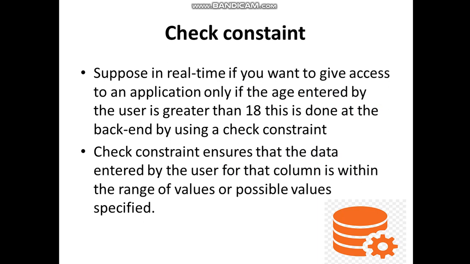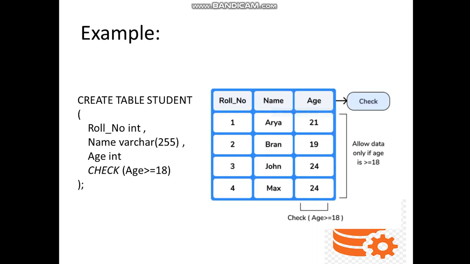In the background, it is going to check that if age is greater than 18, then only login is allowed. Check constraint ensures that the data entered by the user for that column is within the range of values or possible values specified. For example, allow data only if age is greater than or equal to 18.